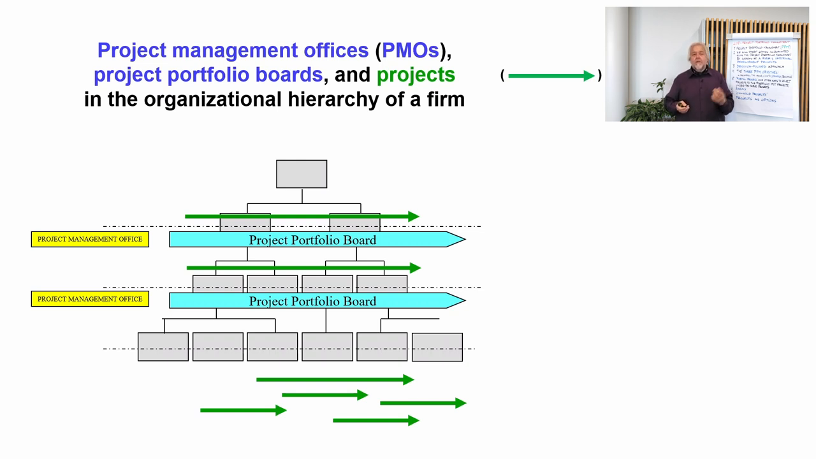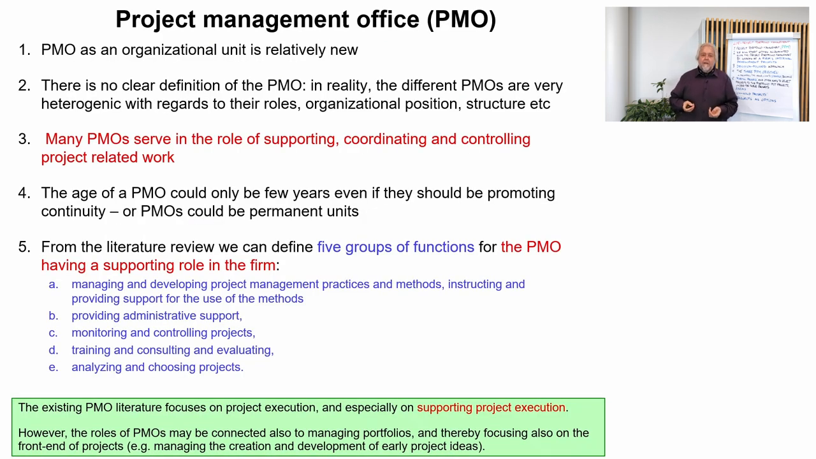Normally, and many times, the project management office in many firms is a staff function, not a responsible line function, but more a supportive organizational unit that supports the execution of projects or the management of projects or their portfolios. The project management office concept is relatively new. There is no clear definition. And the third item says that many PMOs serve in the role of supporting, coordinating, and controlling the project-related work.